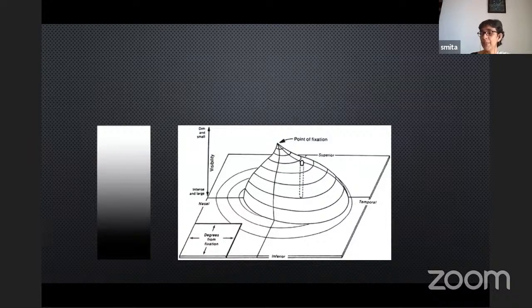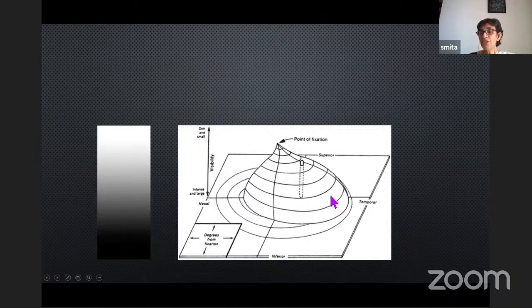Now, what is static perimetry, or what is done in it? Here, the location of all the points on the retina are charted along the X and the Y axis. And then the light sensitivity of each of the points is charted along the Z axis. So this gives you a 3D graph. And the graph that is obtained is a hill of vision. So this hill of vision has the fovea at its peak, which has the maximum sensitivity, and the periphery of the retina, which has the least sensitivity.